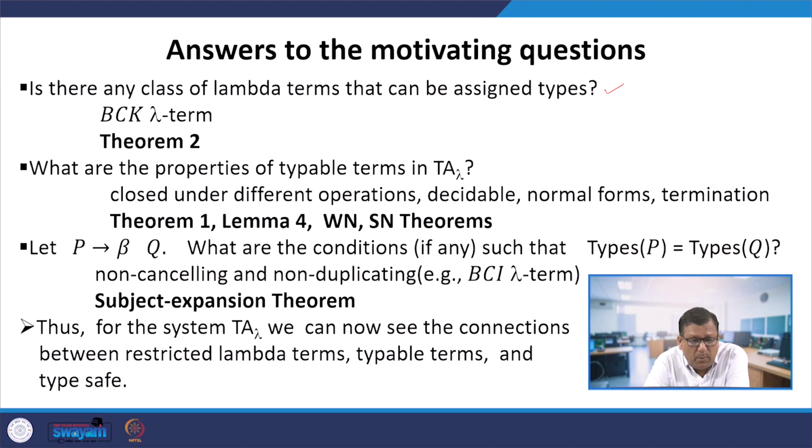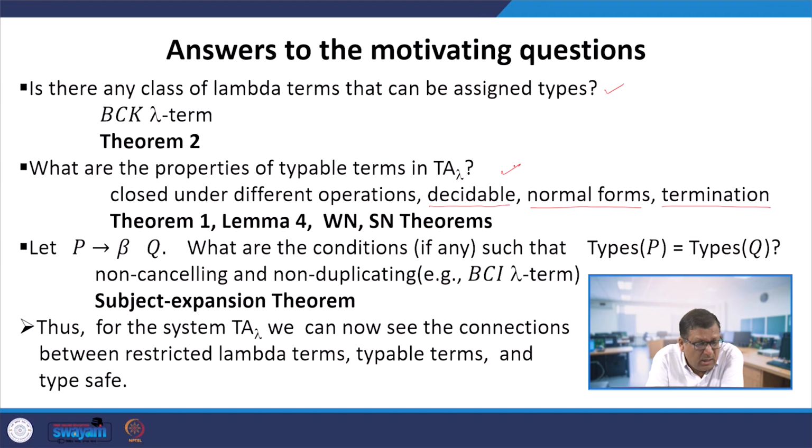Now, what are the properties of typeable terms in T A lambda? They are closed under different operations that we have seen, they are decidable, and typeable terms have normal forms and terminate. Closure under different operations is coming from theorem 1. Decidability is coming from lemma 4, and normal form and termination are coming from the WN theorems.